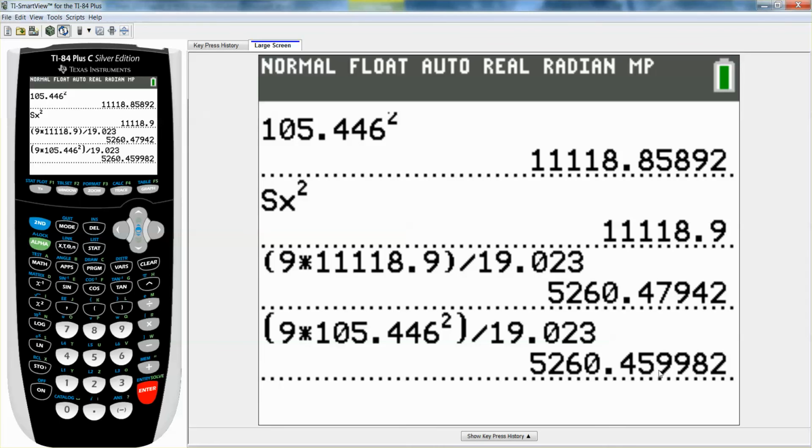Now, they're a tiny bit off from each other, right? But that's why you show all your work, because I will accept either one of these answers as long as you show me all the work. So I would say it's 5260.48 because I'm going to use the top one. That's actually more accurate. But again, if you use the bottom one and just show all your work, I'll accept that as well.